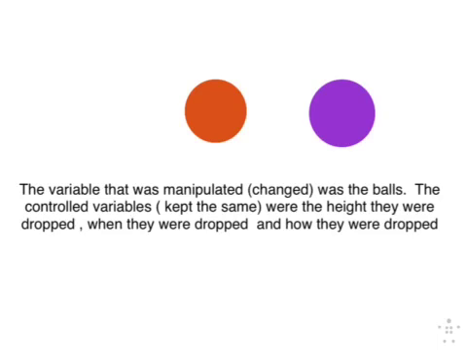The control variables, so this is everything else that was kept the same, were things like the height that they were dropped at, when they were dropped, how they were dropped, what sort of surface they were dropped at, who was making observations. All of these things come into play. Keep this in mind when you're designing your experiments.